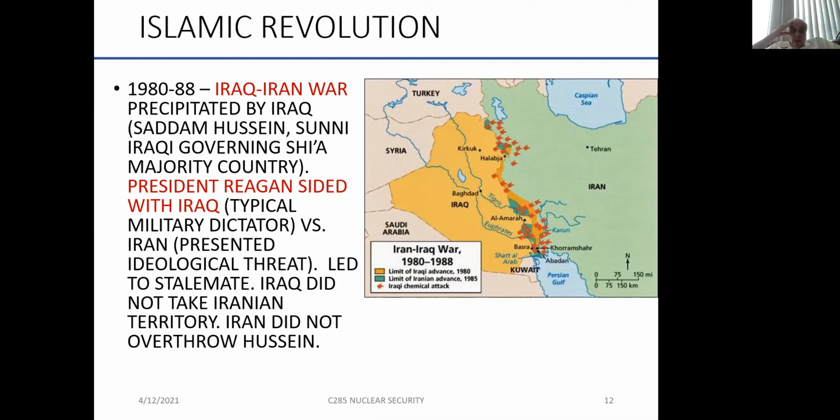The war was a stalemate. Iraq actually used biological and chemical weapons against Iran, but Iraq was not able to seize Iranian territories, and Iran itself had tried but was not able to overthrow Hussein. So this was a very bloody war, and it lasted for 8 years, with the Americans more on the sideline, providing some support to Iraq.